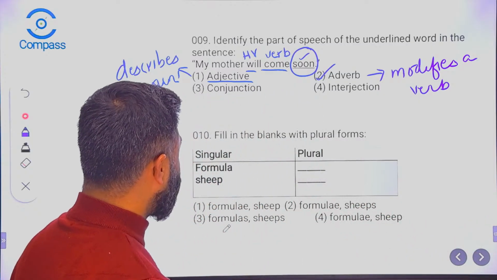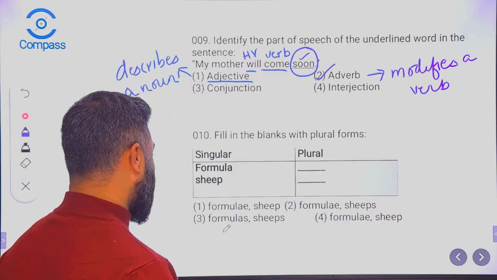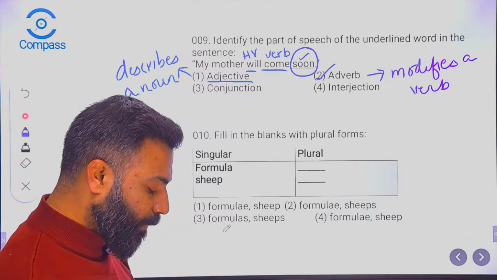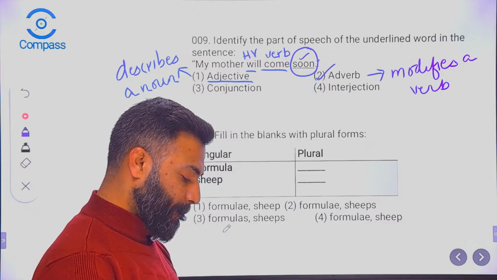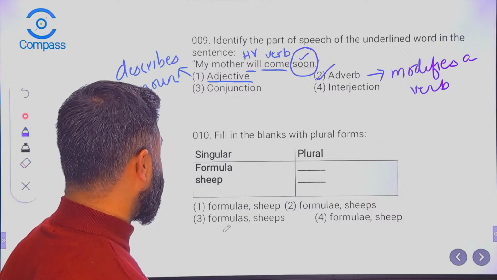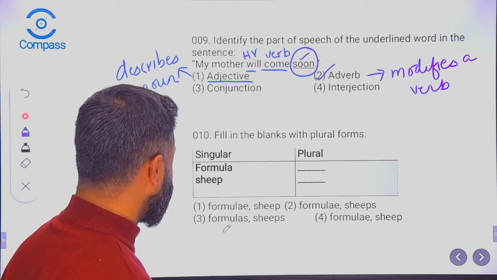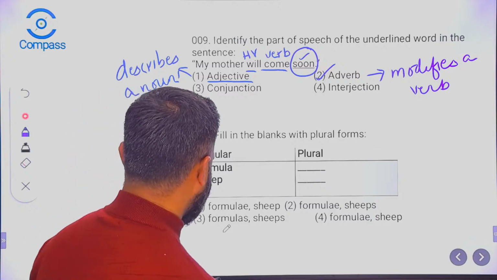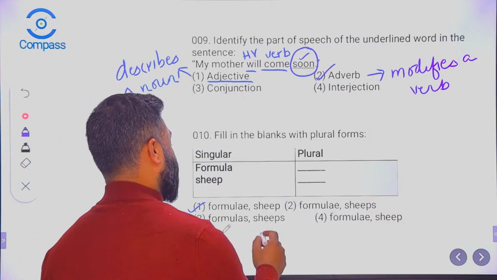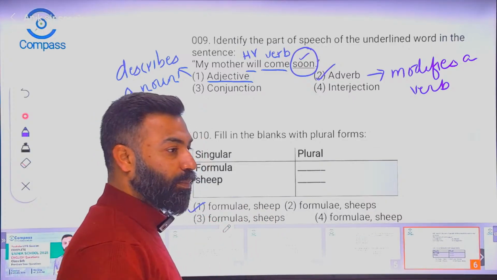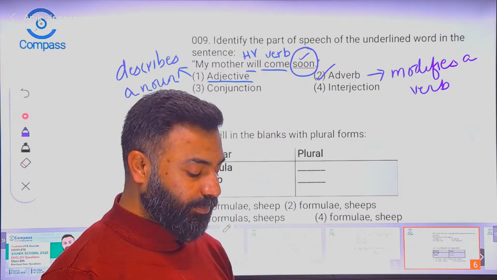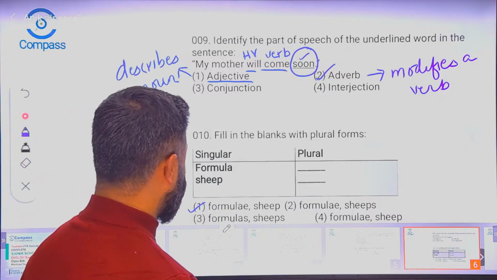Very good. Okay, now fill in the blanks with the plural forms of these two words, formula and then sheep. Okay, come on. So what should be the right answer? Okay, so the correct option is A, formulae, and then sheep. All right, sheep remains sheep. The plural form of sheep remains sheep itself. We cannot add s to it, right? So that's the right answer. Let's proceed.